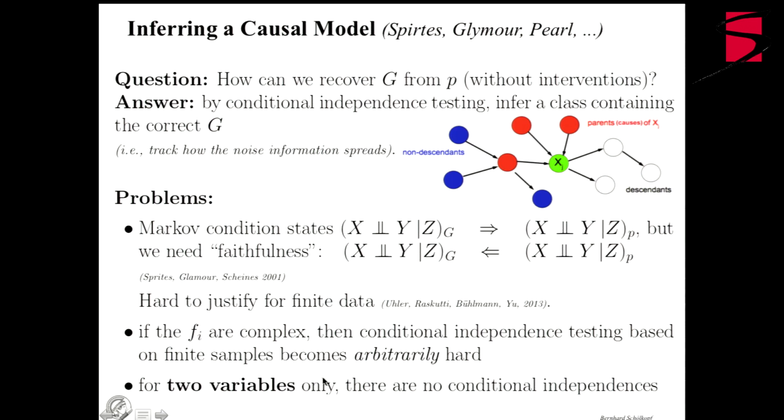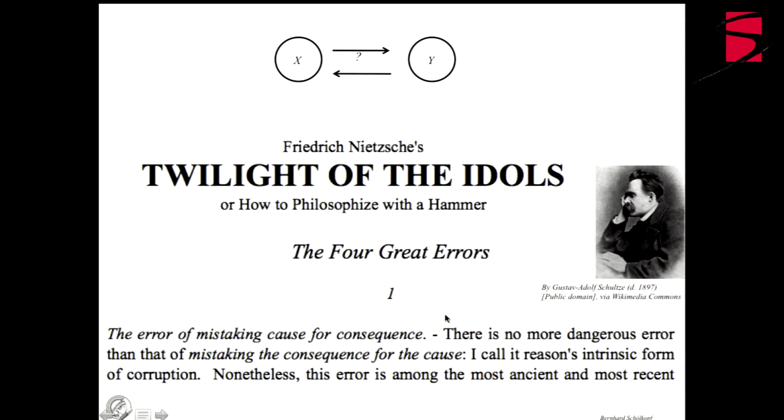The final problem, which is the one I will be talking about mostly, is that if we have only two variables in the graph, which should in some sense be the simplest case, there are no conditional independences because they always involve three variables. So there's nothing we can do so far. So, two variables. This problem, of course, has been studied before, for instance, by philosophers. Nietzsche writes about it at the beginning of this book here, and he calls it the error of mistaking cause for consequence, or reason's intrinsic form of corruption.